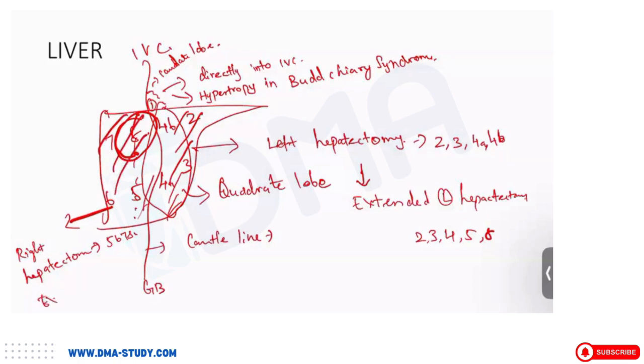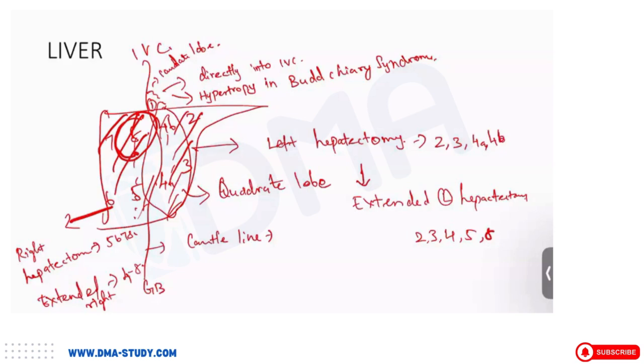Extended right. Extended right is very easy. 4A and 4B is here, no? You take out the 4A and 4B. So you may get it like 4 to 8. 4, 5, 6, 7, 8. Okay, 4, 5, 6, 7, 8 on the extended right hepatectomy.